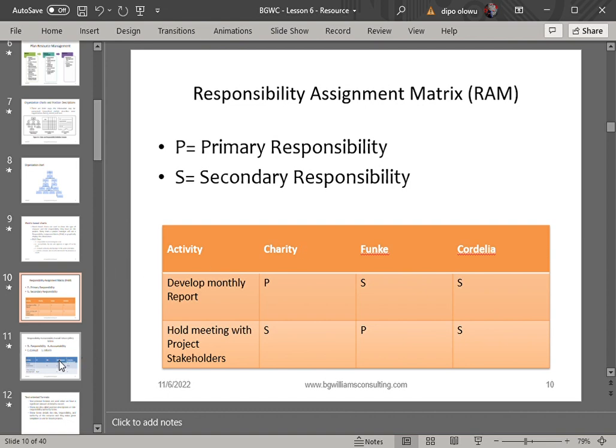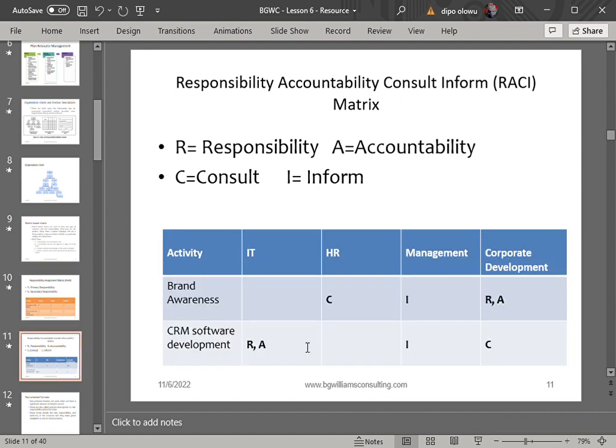Then the second category is the RACI, which is the responsibility, accountability, consult and inform matrix. This matrix often is departmental in nature.